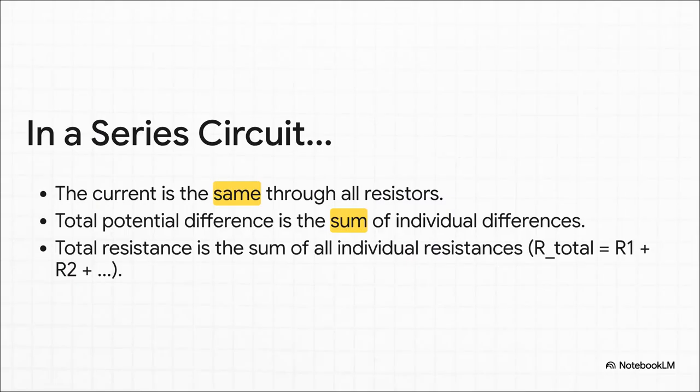So the most important thing to remember about a series circuit is that there's only one road. That means the amount of current flowing through the very first component is the exact same amount of current flowing through the very last one. And the total resistance? Super easy. You just add up all the individual resistances.